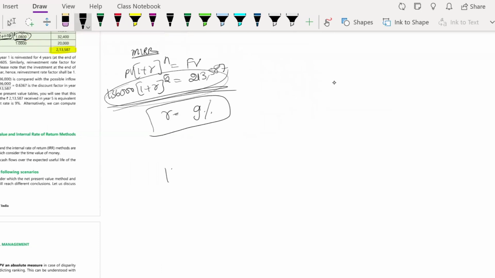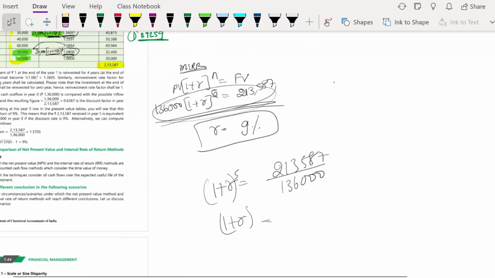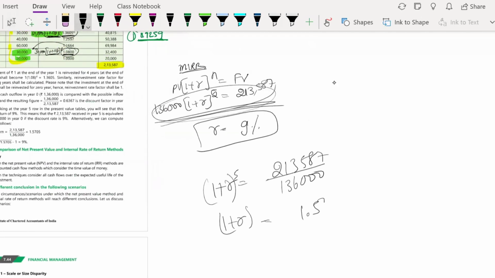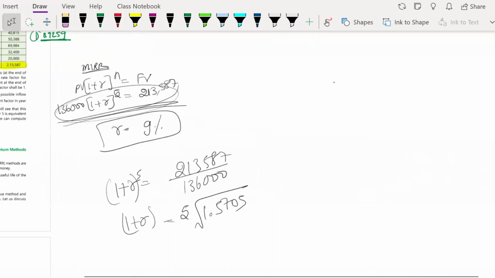No. So here what will happen? 1 plus R equals 2,13,587 divided by 1,36,000, to the power of 1/5. So here you will get an answer. What is the answer that you get here? You get 1.5705 to the root 5, right?